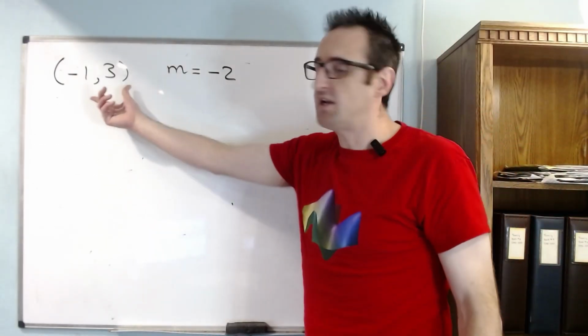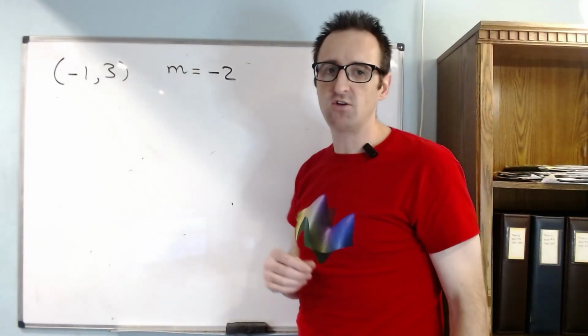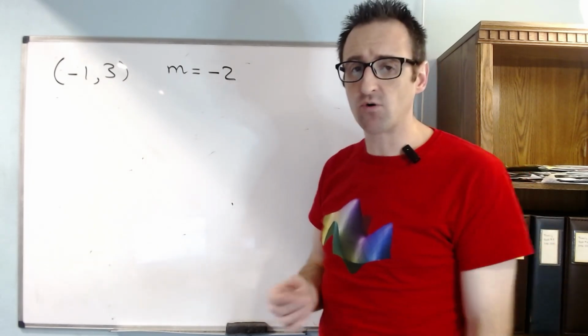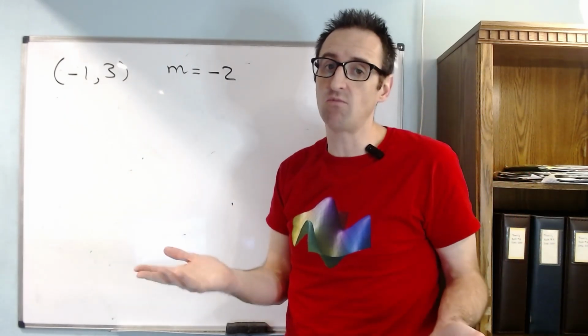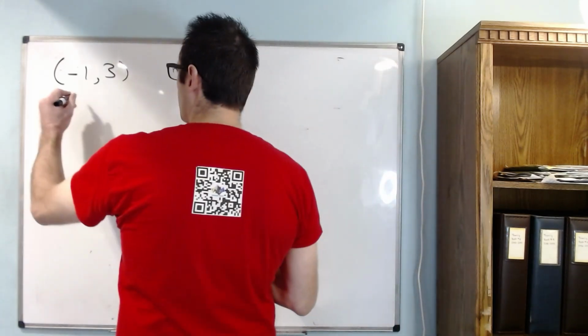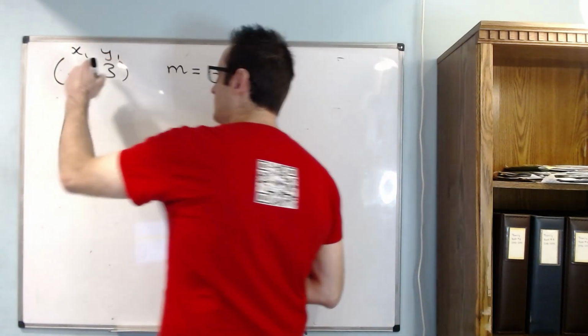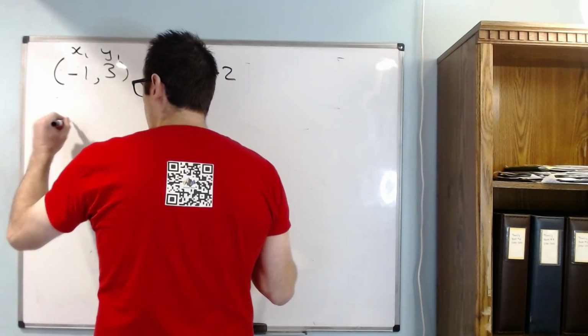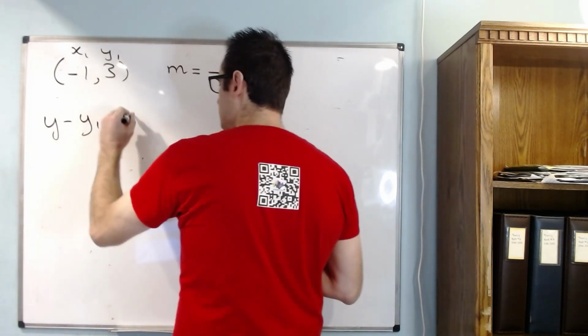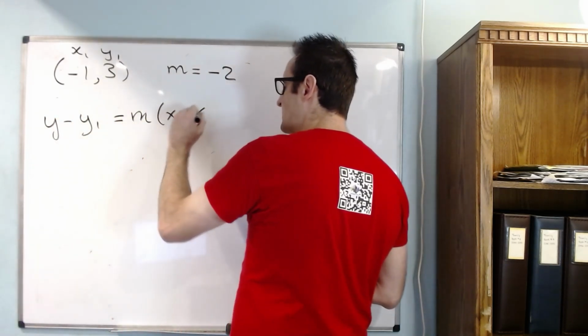So here we have the point -1, 3 and the slope of -2. We want to find a point-slope form of the equation. Fortunately, we're given a point and a slope, which is what the point-slope form is named for. The point-slope form takes a point x1, y1, and a slope m, and puts it into this equation here. Y minus y1 is equal to m times the quantity x minus x1.